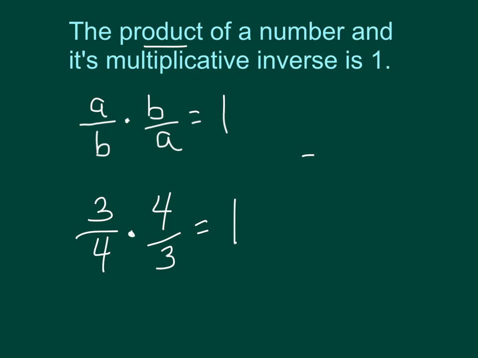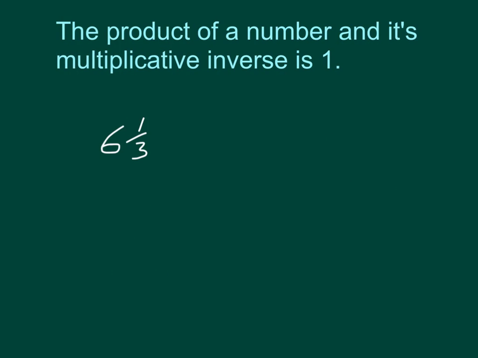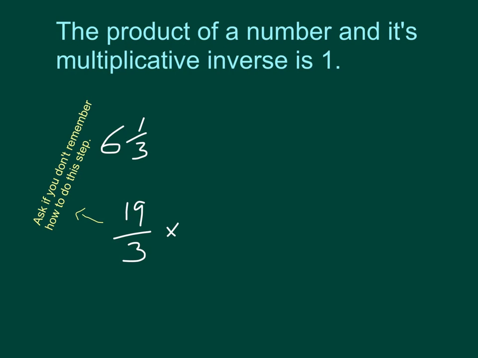It could be negative 1/3. If we times that by negative 3/1, we're going to get positive 1. Okay, because remember, a negative times a negative is a positive. If we have a mixed number like this, 6 1/3, we have to get it to an improper fraction if we want to find its multiplicative inverse. So in this case, this as an improper fraction would be 19/3. So then if I times that by 3/19, I will get 1.